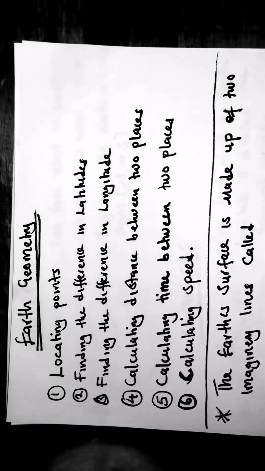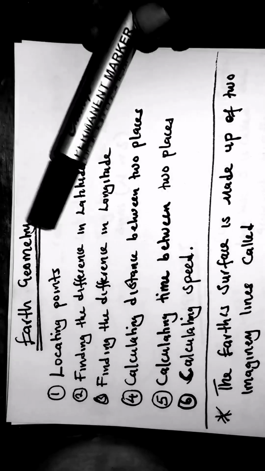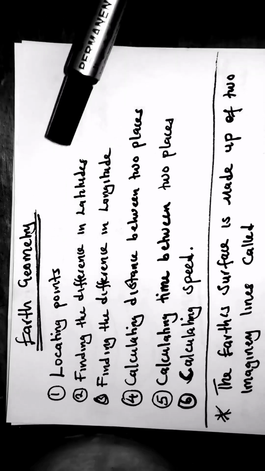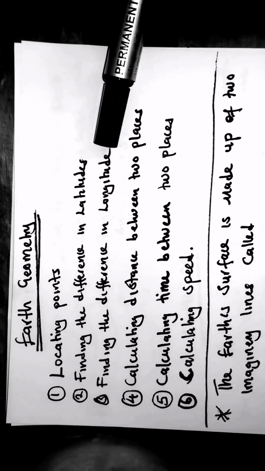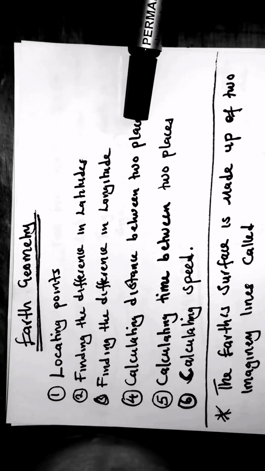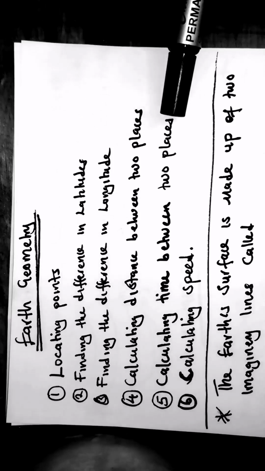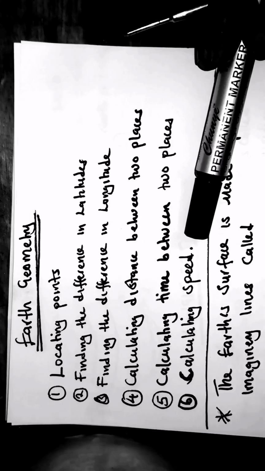All right, we are going to start a new topic, and this topic is called Earth geometry. So what are we going to look at in this topic? The first thing that we're going to look at is how to locate points or places on the Earth's surface. We are also going to look at how to find the difference in latitude, how to find the difference in longitude between two places, how to calculate the distance between two places, how to calculate time between two places, and also how to calculate speed. We are also going to look at other things such as circumference, short distance, and many other things.